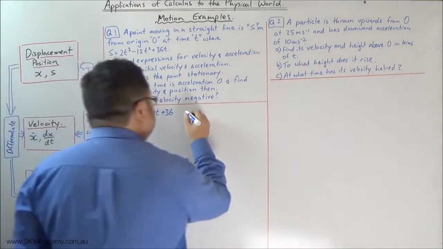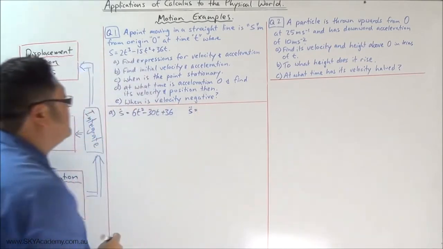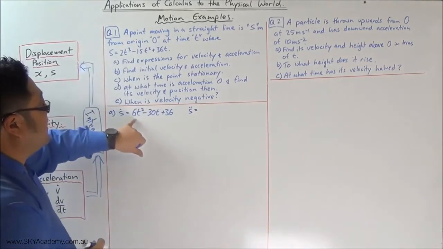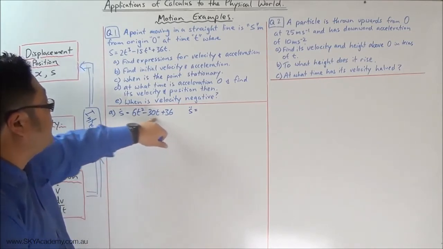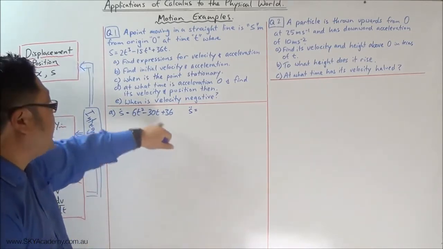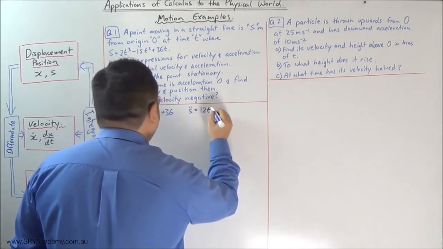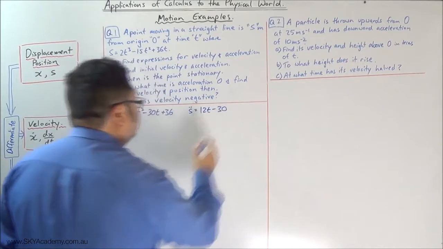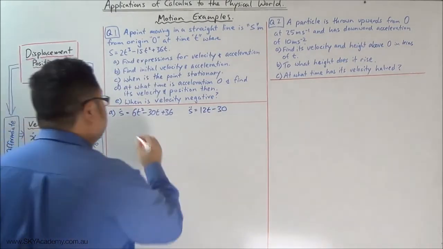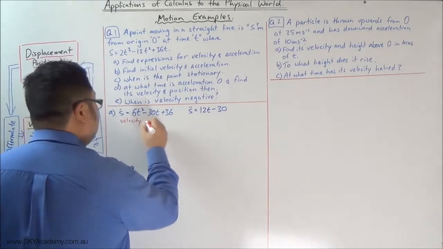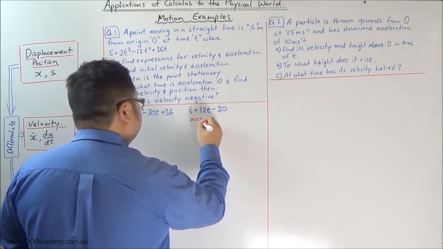Your acceleration is going to be s double dot. Does that make sense? That's going to be the derivative of your velocity, not displacement, your velocity, which is that. So that's going to be 6 times 2, which is 12t minus 30. So this is going to be your velocity, and this is going to be acceleration.